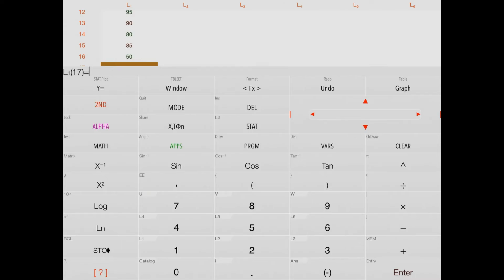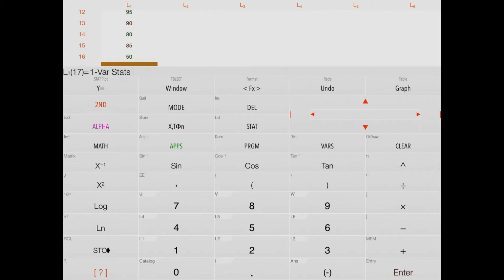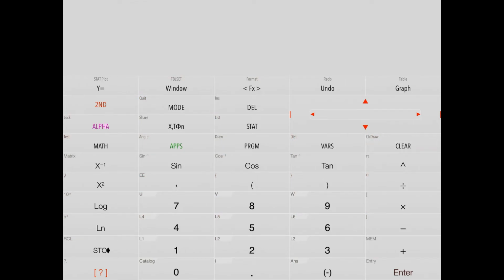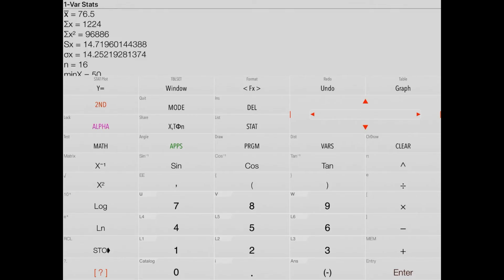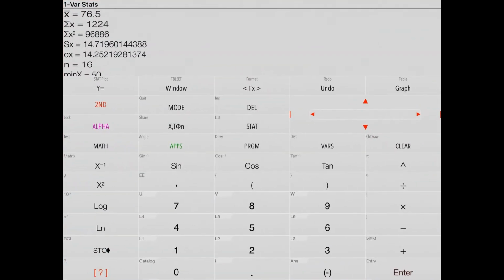Okay, let's just... I missed a number in my previous problem, and I'm not supposed to do it there. Okay, second, quit, second mode. Clear that out. Stat, calculate one of our stats. Calculate. Okay, my average is going to be 76.5. And then my standard deviation. Remember, it is Sx, so you can round to the 100th. It's fine.